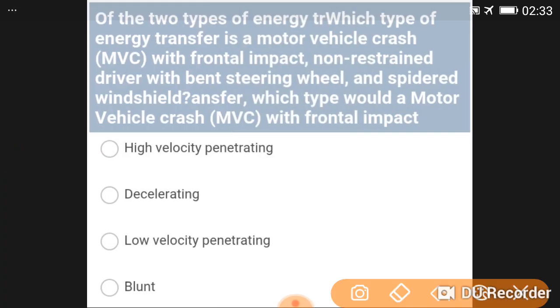Of the two types of energy transfer, which type is transferred in a motor vehicle crash with frontal impact, a non-restrained driver with a bent steering wheel and spider windshield? That is blunt.